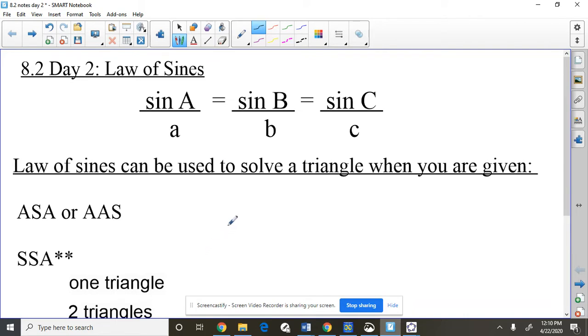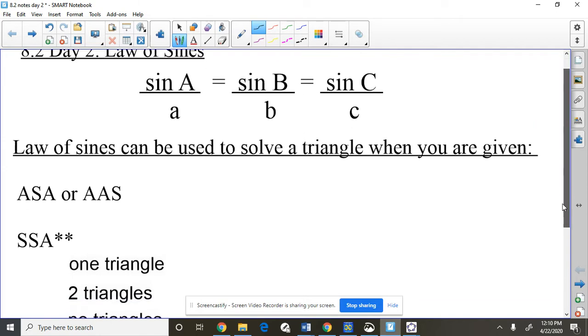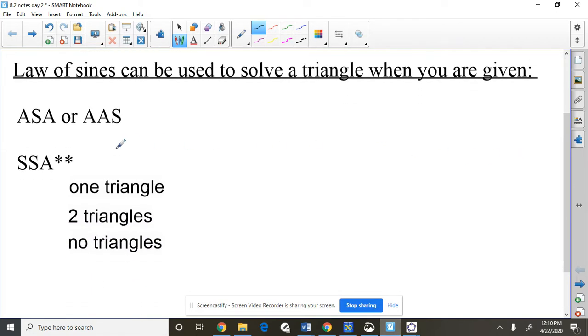There are certain cases where law of sines can be used. What we said yesterday was you have to know one side and angle that are opposite of each other so that you can fill in one of these fractions completely. Here are the cases where this works. Yesterday, you solved triangles where you were given angle side angle or angle angle side. In geometry, those were two ways of proving triangles congruent. So if we're given those parts, there's only one way that the remaining parts can be.